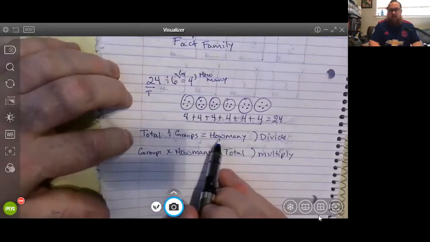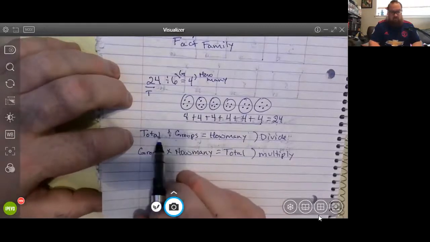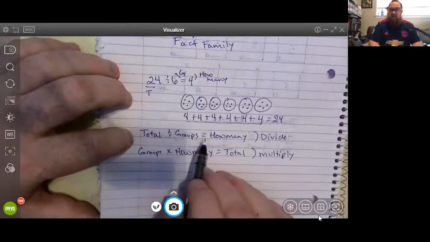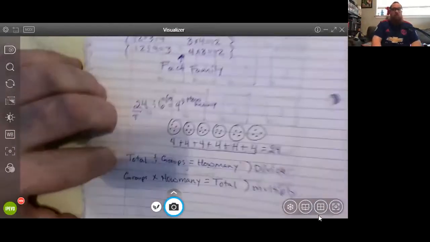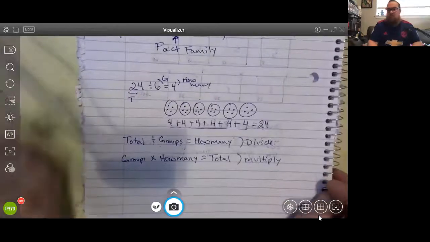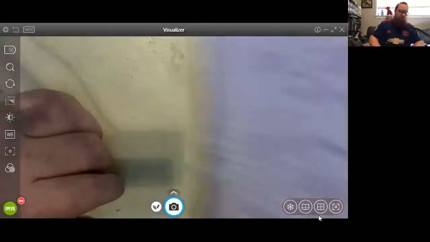What if we had the how many and the groups? Well, you can find the total by multiplying. What if you only have the total and the how many? You can find it by dividing. It all works together. We're going to do one more problem, and then I'm going to give you 4 problems that you can do with your scholar at home.